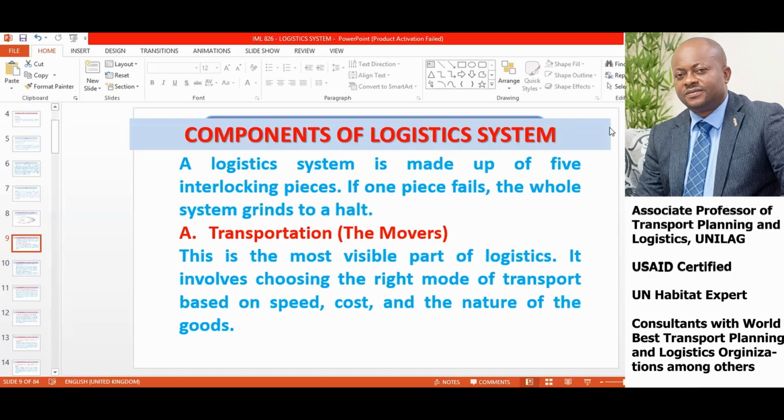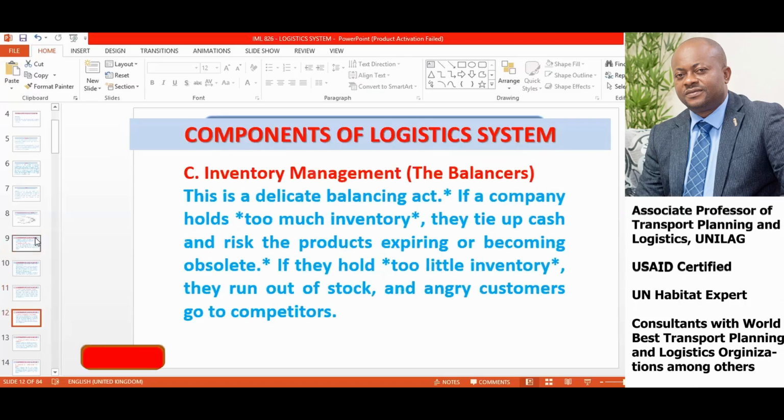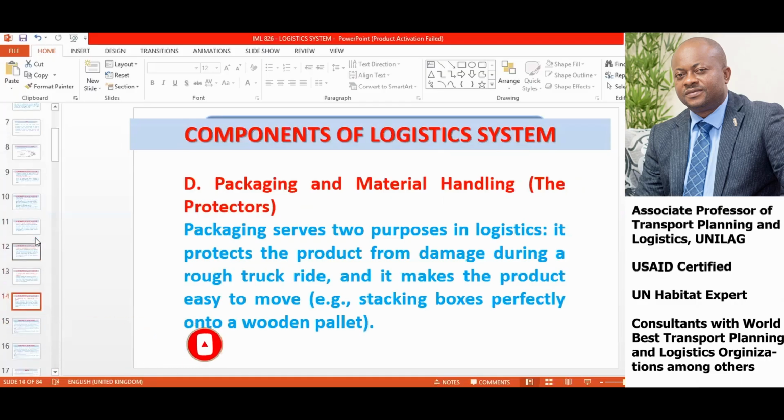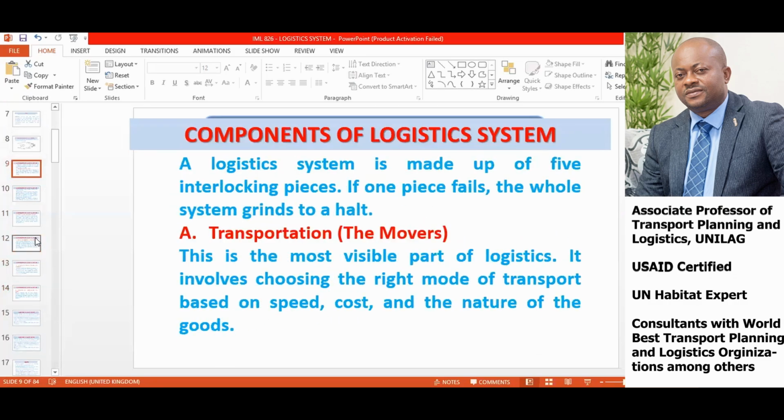The first is transportation. The second of the components is warehousing and storage. There are some authorities that will leave it as warehousing. The next is inventory management. After that, packaging and material handling. And the fifth one, information and communication. So it is on this basis that I want to have this class.